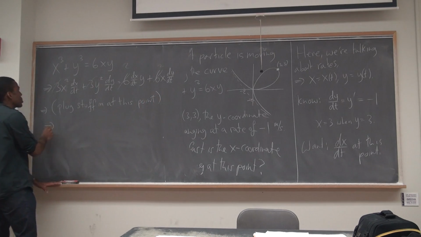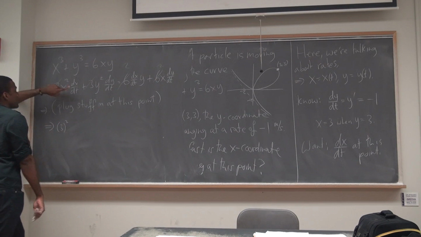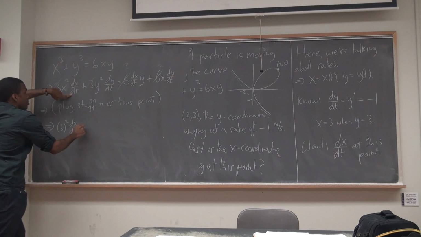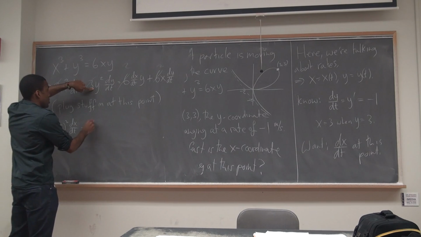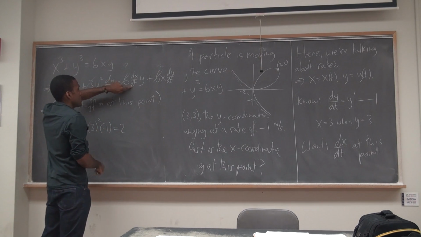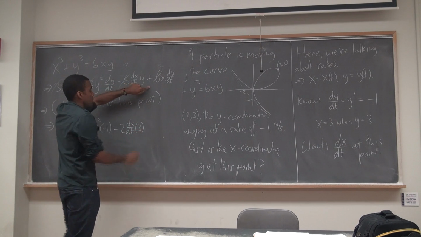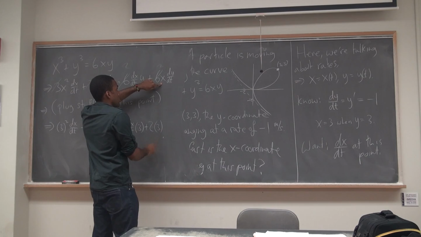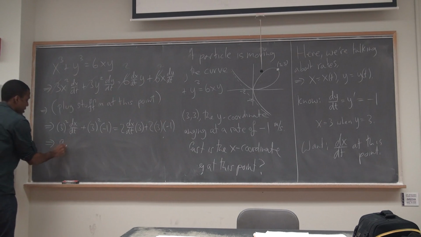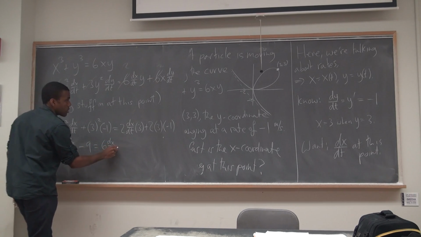Alright, so I just plug in. What do we know so far? x squared. Yeah, that's 3 squared, I know x is 3. dx/dt? No, that's what I want to solve for, so that stays here. Plus y squared, that's 3 squared. dy/dt is -1. That equals 2 dx/dt, which I don't know, times y, 3, plus 2x, 3, times dy/dt, -1. So at this point, I know that 9 dx/dt minus 9 equals 6 dx/dt minus 6.